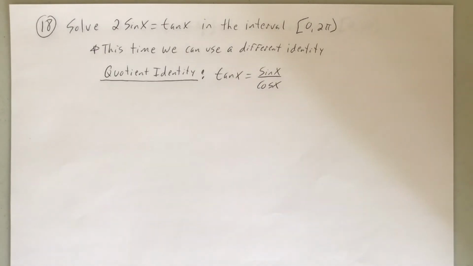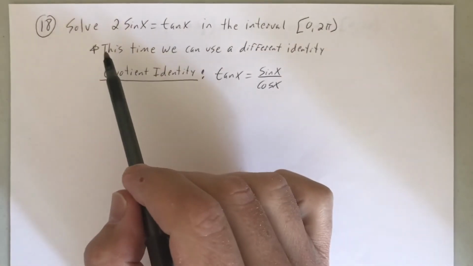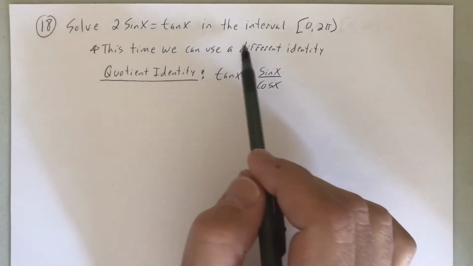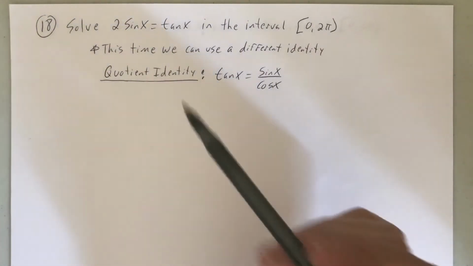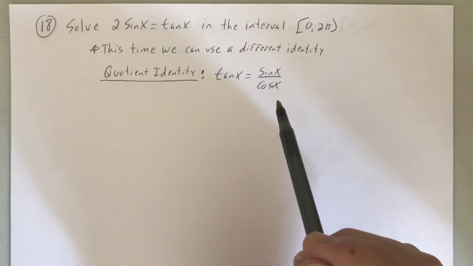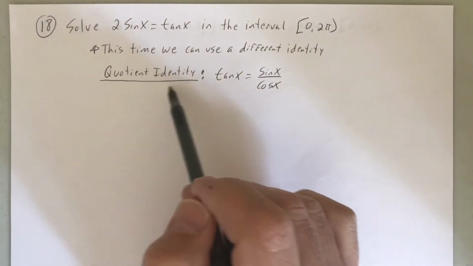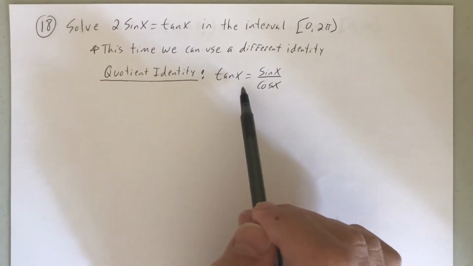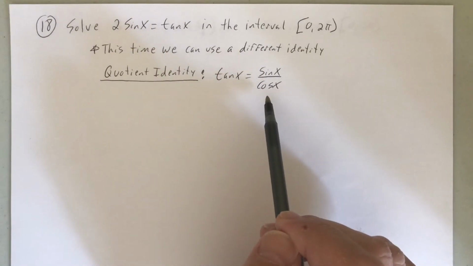All right, so let's pick up with number 18. You can see how this one is a little different from the other problems that we did. So we got 2 sine of x is equal to tan x. So this time we're going to use a different trig identity. We're going to use a quotient identity. So tan x is equal to sine x over cosine x.